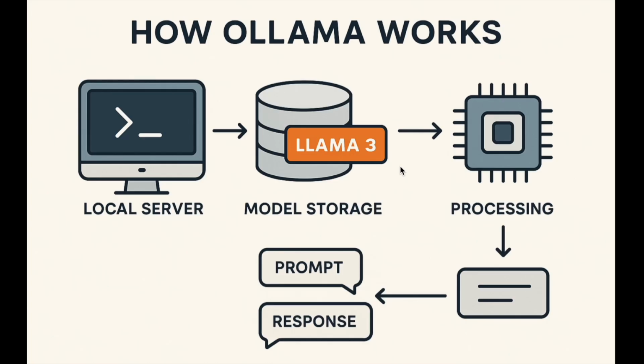Before we install it, here's a quick idea of how Ollama works behind the scenes. Ollama runs a small local server on your Mac. When you choose a model like Llama 3 or Mistral, Ollama downloads that model to your system and stores it locally. Whenever you type a prompt, Ollama loads the model into your CPU or GPU memory, processes your request, and then streams the response back to you. So Ollama is basically the bridge. It handles the model files, manages the hardware, and gives you a simple interface to talk to these large models, all without sending anything over the internet.